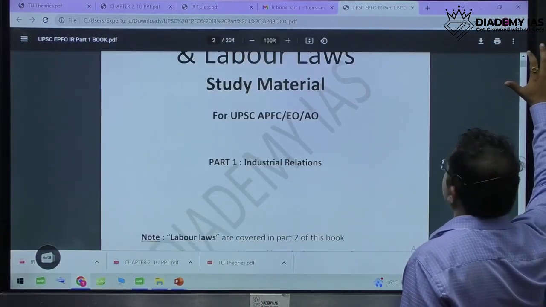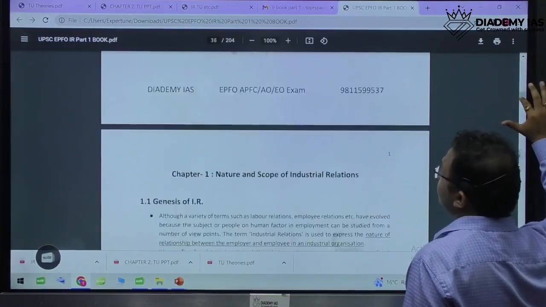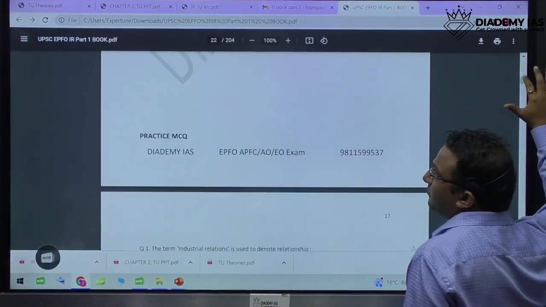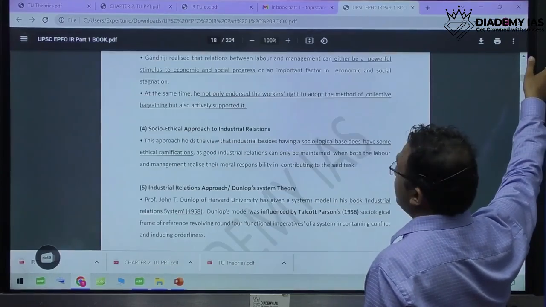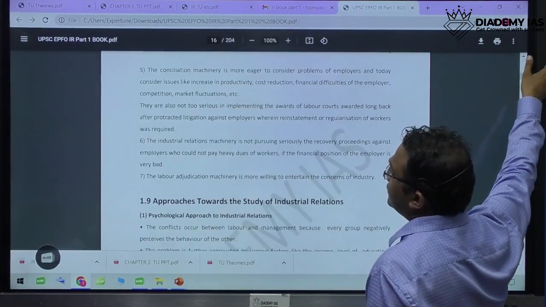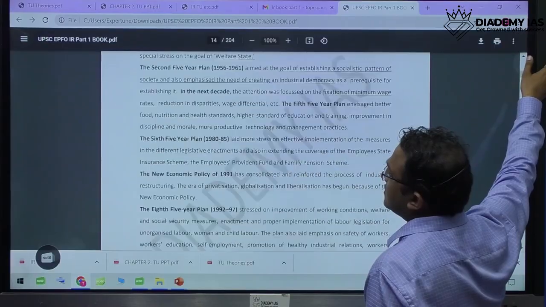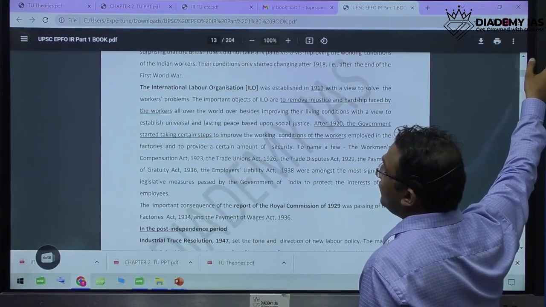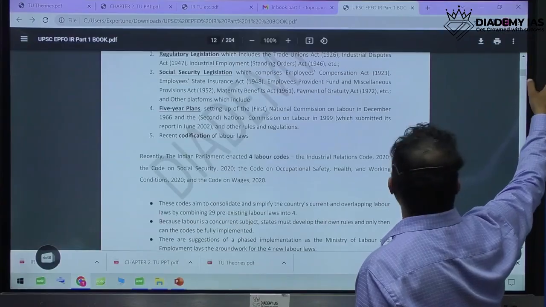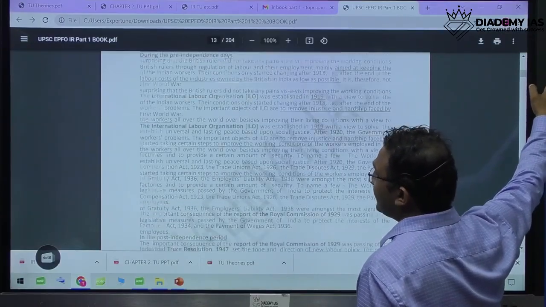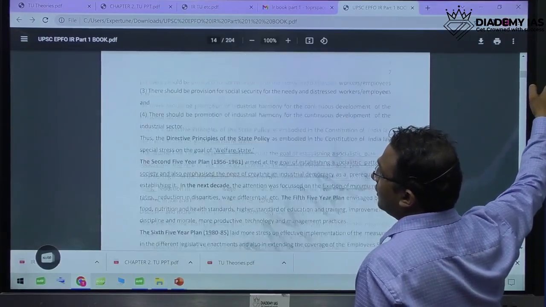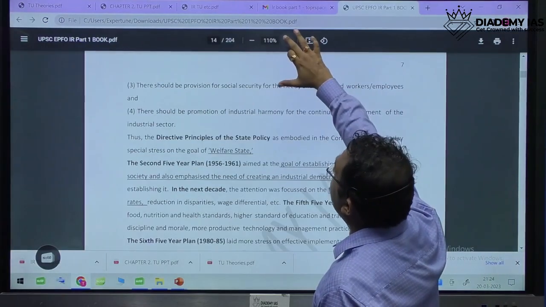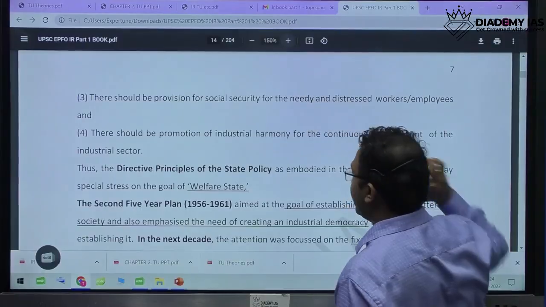Now let us see the 5-year plans, the major developments in the 5-year plans. So we have discussed these things already, given in your notes as well, industrial tools resolution and all. Now let us see plan by plan the important aspects.